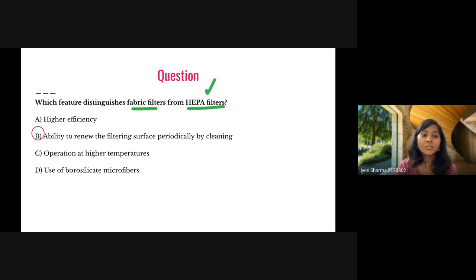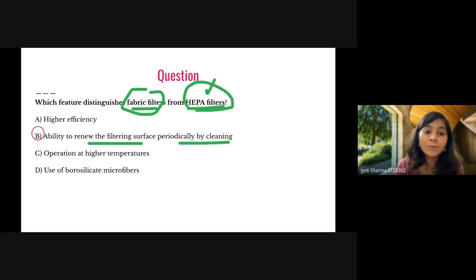Yes, so this is the answer: if we have a fabric filter, then we can renew the filtering surface area by cleaning it with time. But in HEPA, we can't do this, because the filter is not made of fabric, but of borosilicate microfiber. So for the fabric filter it is easier for us to renew it by cleaning that filter. But HEPA is made of borosilicate, so we can't renew it, right?